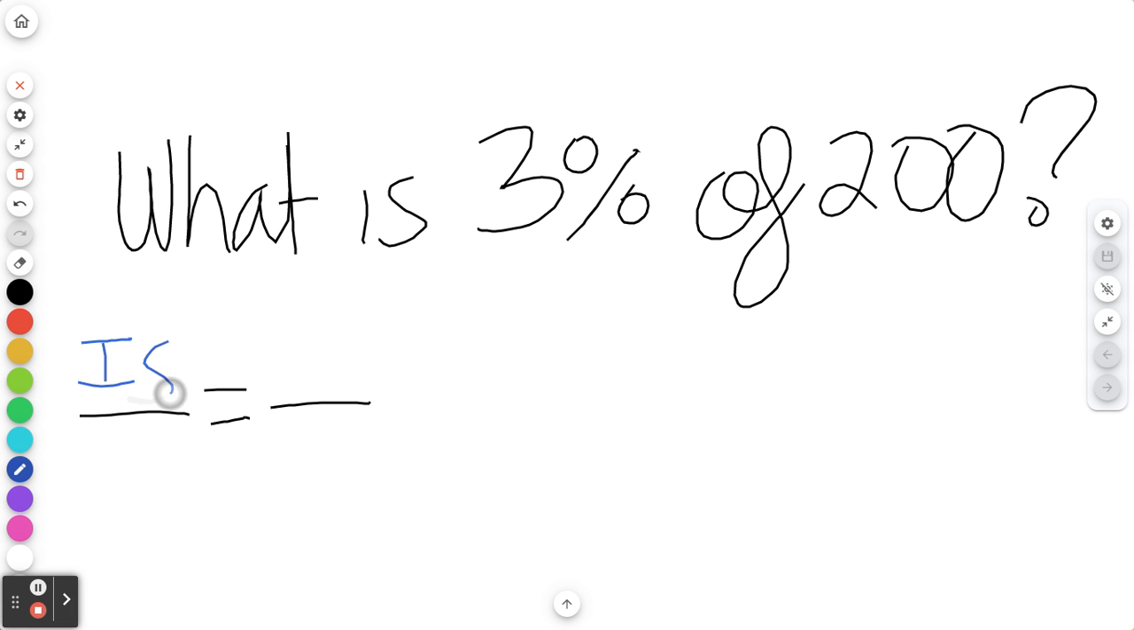Is over of equals percent over 100. Okay, so here we go. We are going to find words that can be associated with these numbers and then plug them in.